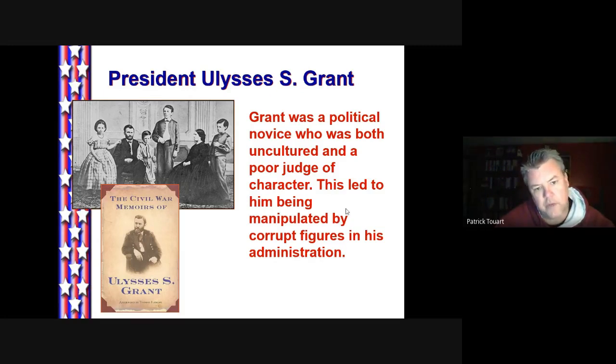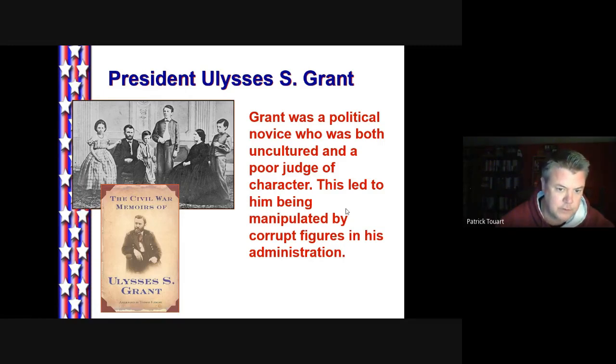So, in many ways, while Grant himself was not a corrupt figure, and I wouldn't want you to think that Grant was an immoral, indecent person, he was a poor judge of character, and that meant he often either appointed, because of the Republican Party machine, or selected individuals who he had personal relationships with that were not so upright, not so virtuous.